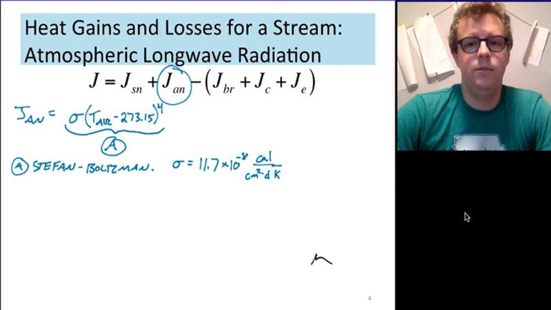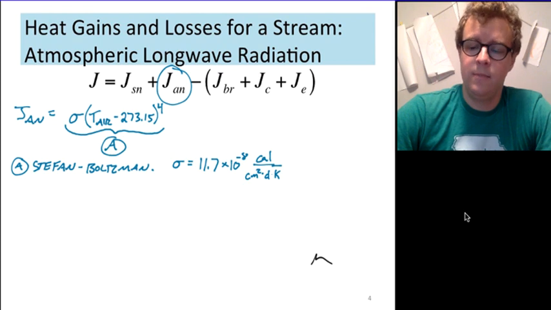Given here is 11.7 times 10 to the minus 8th calories per square centimeter per day per degree Kelvin. Chopra gives you this constant in a few other units as well. Be very careful in this equation that you're keeping your units homogeneous. Now, that's the long wave radiation from the atmosphere back to the stream.